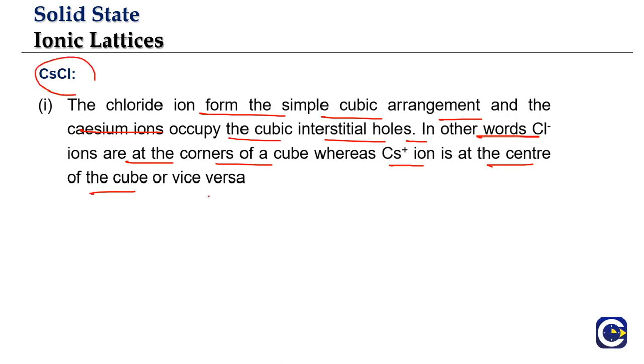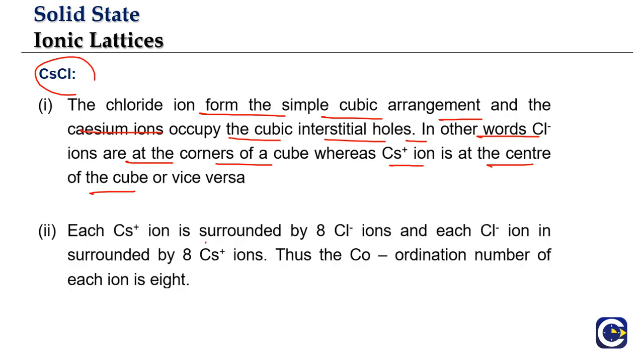We can also have cases where the cations will be forming the simple cubic arrangement, and the anion will be sitting at the body center. That is also possible. So each cesium ion sitting at the body center is surrounded by what? 8 chloride ions. And each chloride ion will also be surrounded by 8 cesium ions. Means the coordination number will be what? 8. So we can say it is 8:8. Each cation is surrounded by 8 anions, and each anion is also surrounded by 8 cations. In case of sodium chloride, what was it? It was 6:6. So in cesium chloride, the coordination number is high.